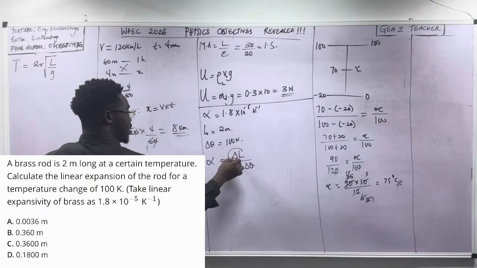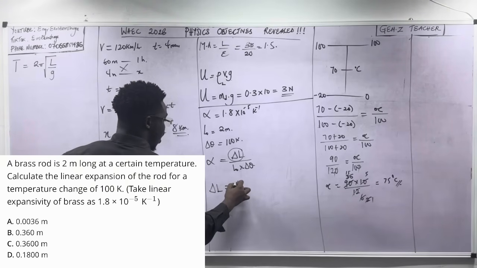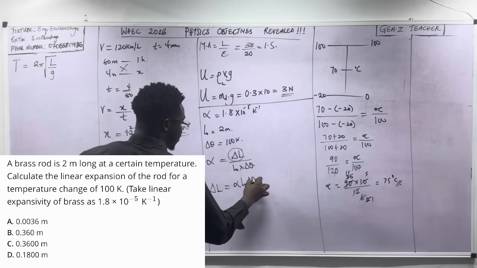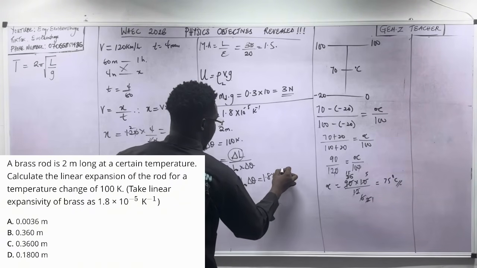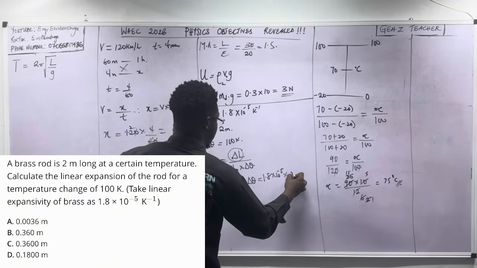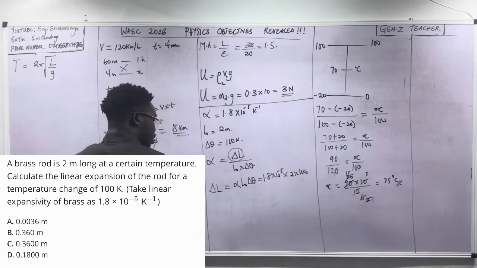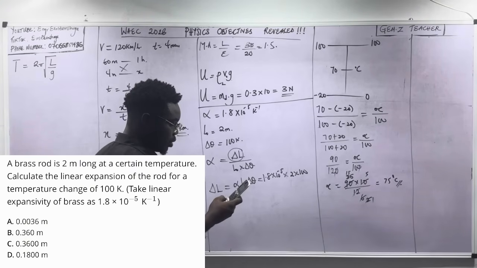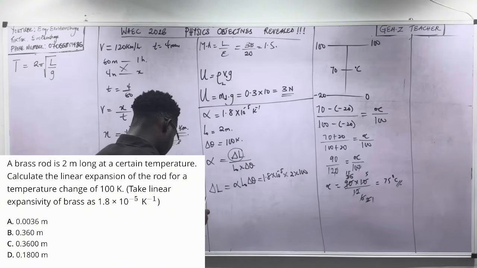So we are asked to find this value, the expansion. Change in length should be alpha L naught times change in temperature. Let's multiply that together: 1.8 times 10 to the power of minus 5 times 2 times 100. Let's see what that will give us on the calculator. 1.8 times 10 to the power of minus 5 times 2 times 100, and that should give us 3.6 times 10 raised to the minus 3.